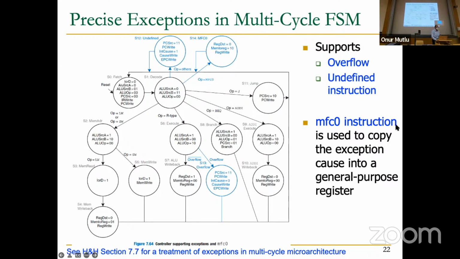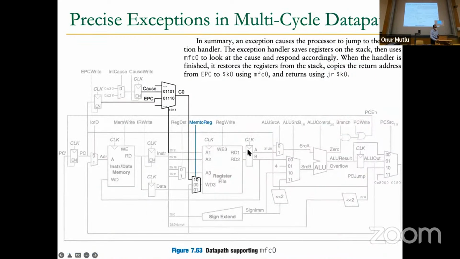I would recommend reading your book, actually. The MFC0 instruction, in MIPS, is used to copy the exception handler cause into a general purpose register. So you can actually operate on these registers.